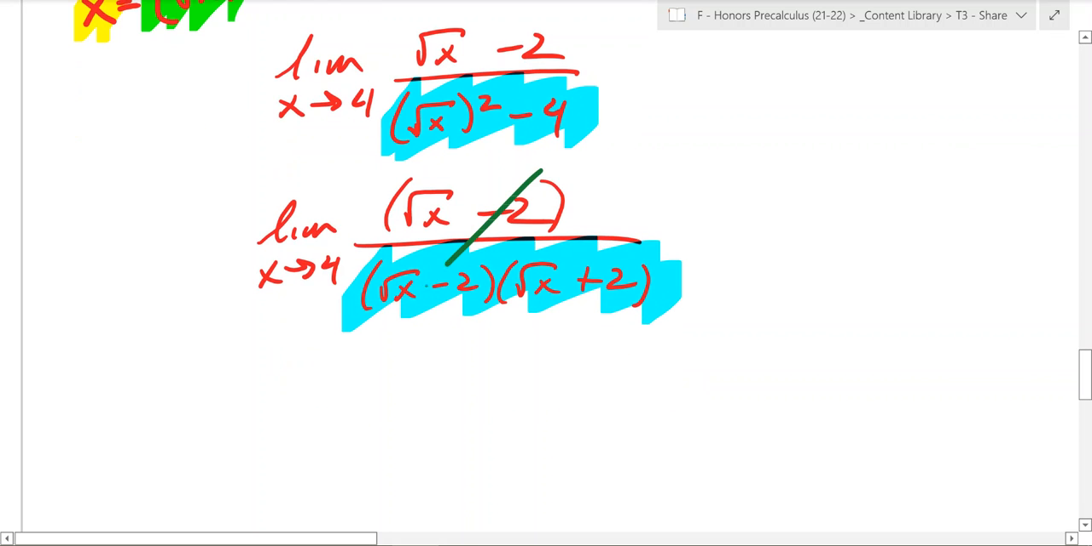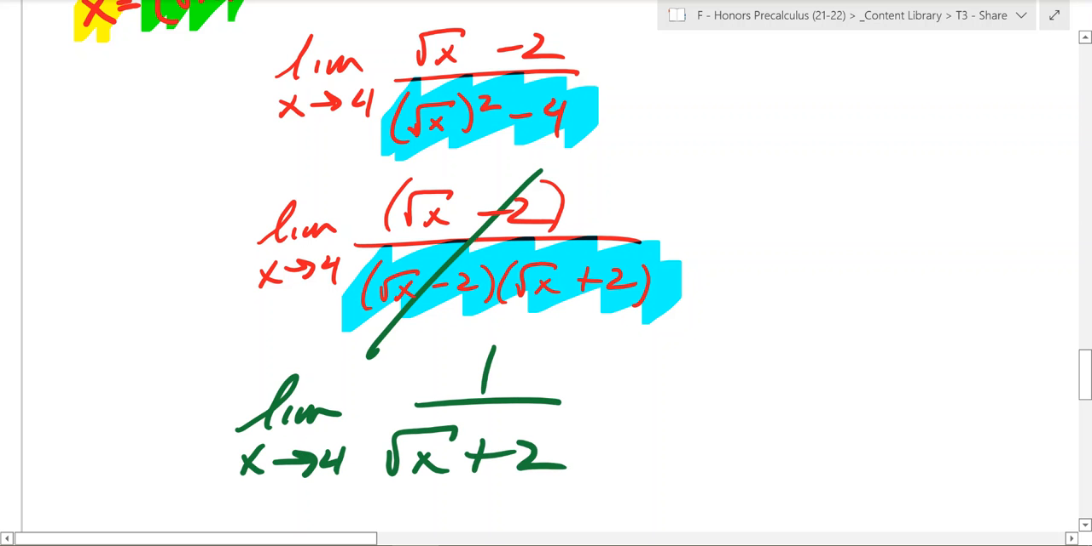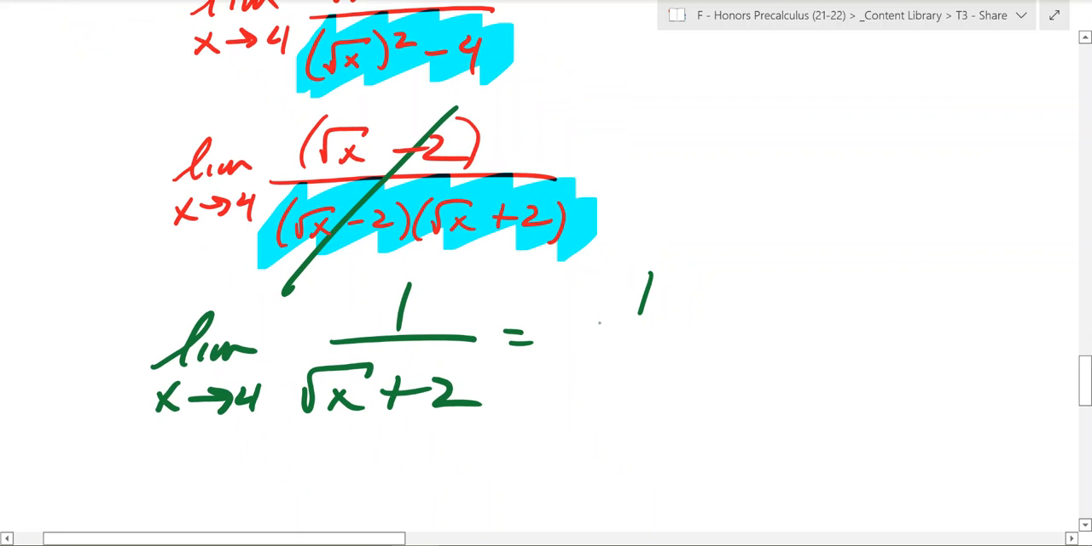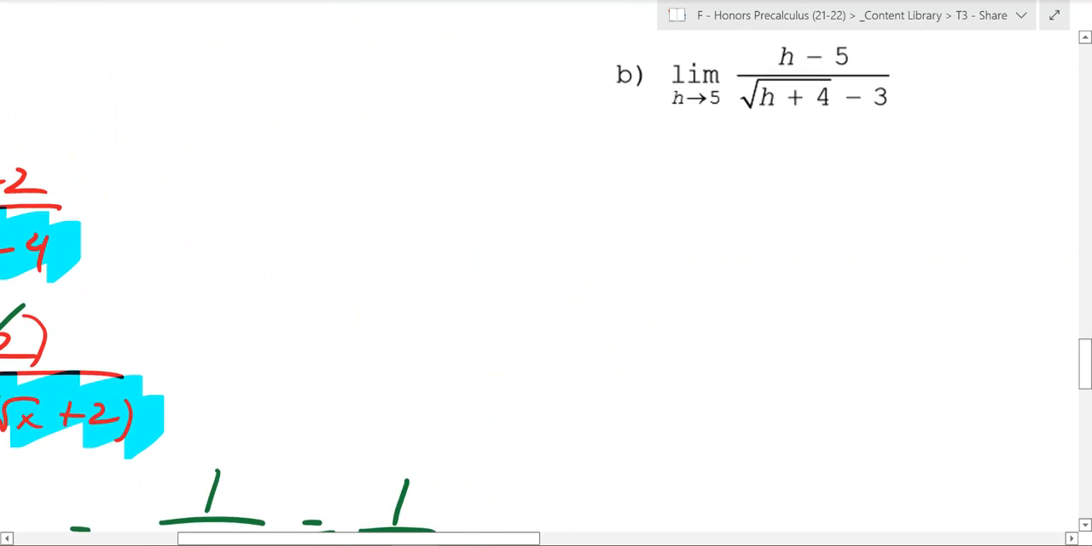What's really cool now is that these cancel, leaving you with the limit as x goes to 4 of 1 over the square root of x plus 2. Now, can we plug in 4? We sure can. You end up with the square root of 4 plus 2, so that's just going to be 1 over 4. Pretty cool stuff.